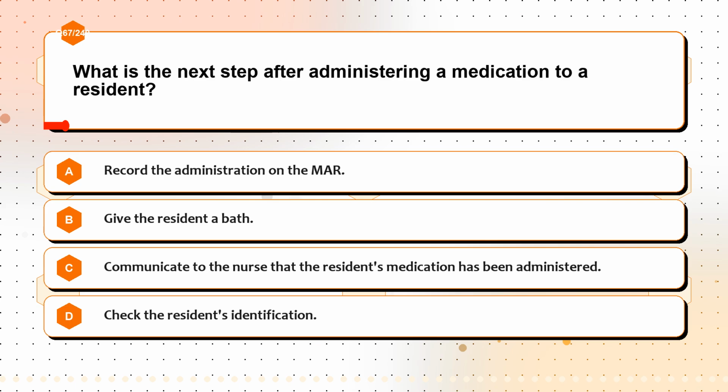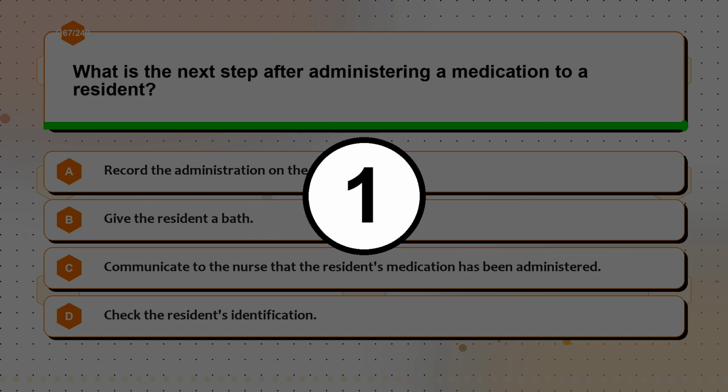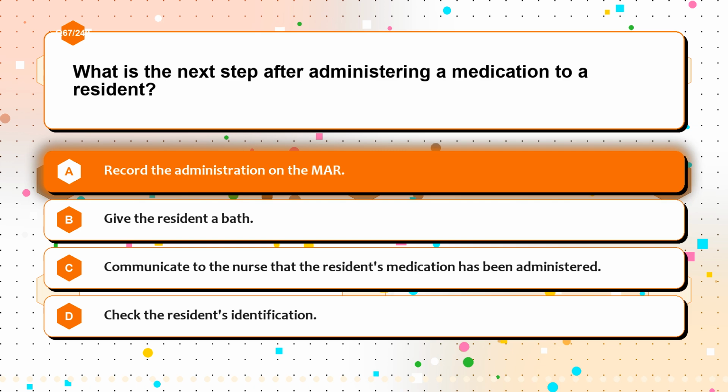Question 67. What is the next step after administering a medication to a resident? Here are the options. Option A, record the administration on the MAR. Option B, give the resident a bath. Option C, communicate to the nurse that the resident's medication has been administered. Option D, check the resident's identification. The correct answer is option A, record the administration on the MAR.